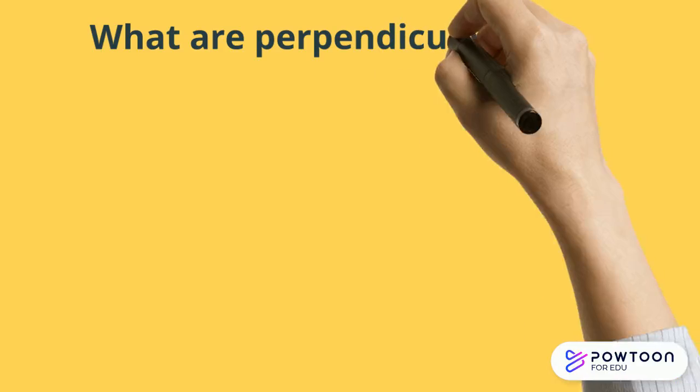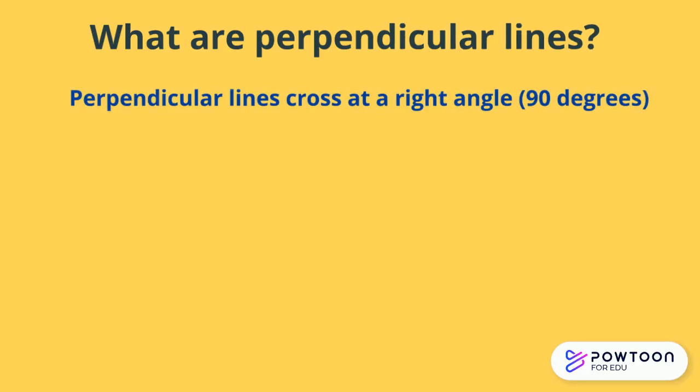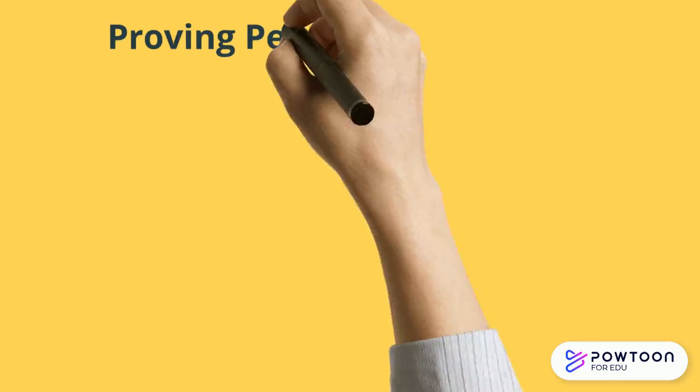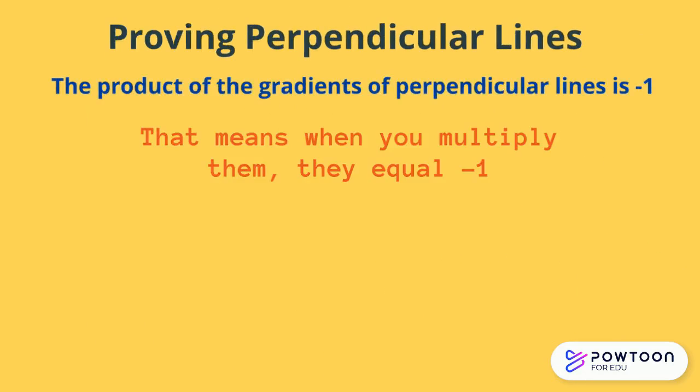Alrighty, now let's move on to perpendicular lines. As just a quick revision, perpendicular lines are formed at a right angle or 90 degrees. So it can kind of look like a T or a cross. The way to show that two lines are perpendicular is to show that when you multiply their gradients together, it becomes -1.